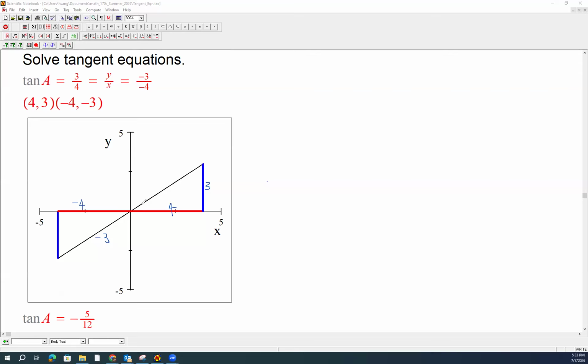This is the reference angle. This is another reference angle. The reference angle is positive, so let me erase it. Okay, the reference angle is positive, right? So this is the reference angle and this is the reference angle.